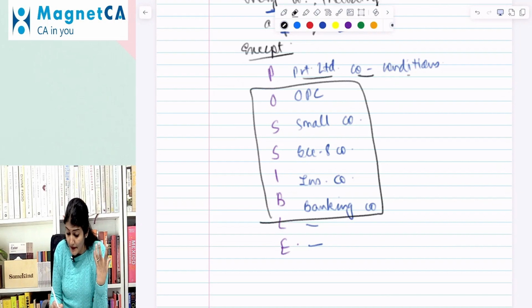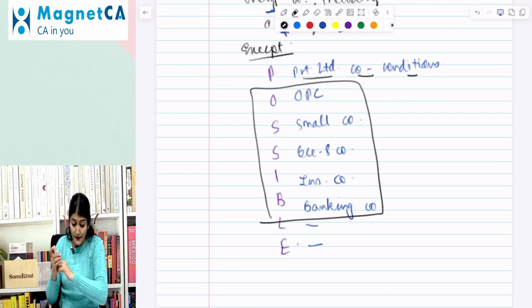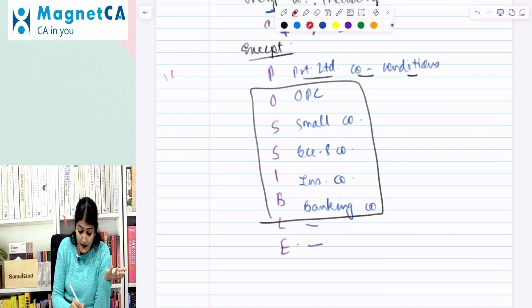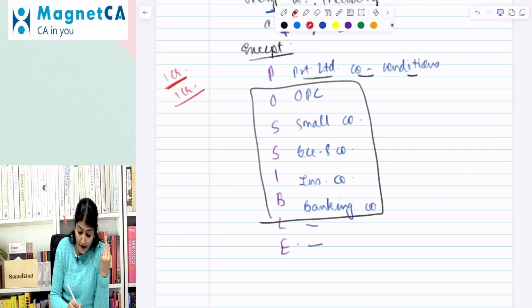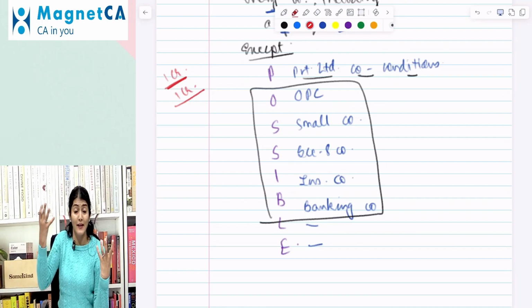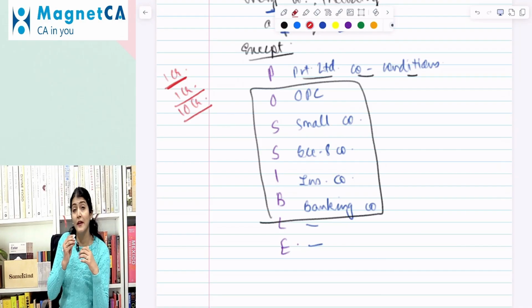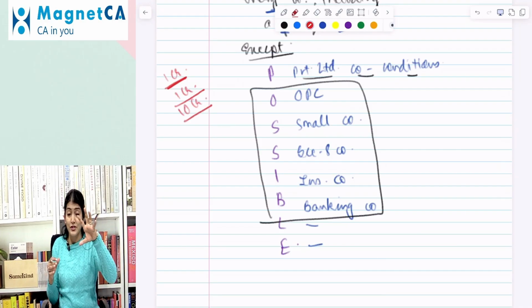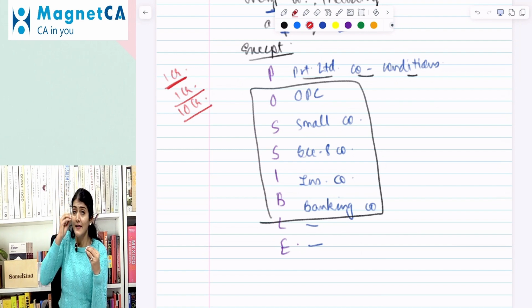Private limited company, we say, not being a holding or a subsidiary of a public company, having paid up share capital and reserves not exceeding 1 crore, and on the balance sheet date, total borrowings from banks and financial institutions not exceeding 1 crore, and during the financial year, total revenue as disclosed in Schedule 3, including the revenue from discontinuing operation, does not exceed 10 crore. So 1 crore, 1 crore and 10 crore, that is for a private limited company.